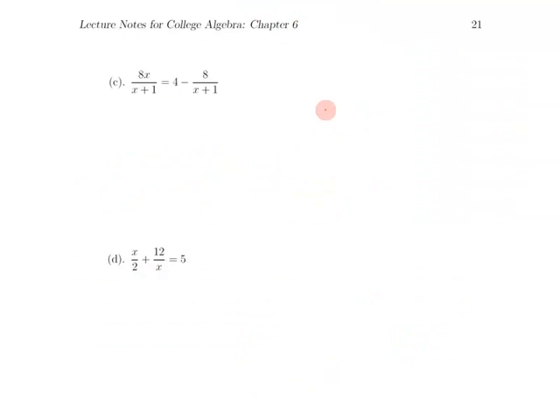Now we're ready for two more examples. Let's do example C. We have 8x divided by x plus 1 is equal to 4 minus 8 divided by x plus 1. Start again with the restrictions. Another one that we are easily able to tell just by looking that the only value that's not allowed, negative 1. Right? Negative 1 would make the denominator here 0.